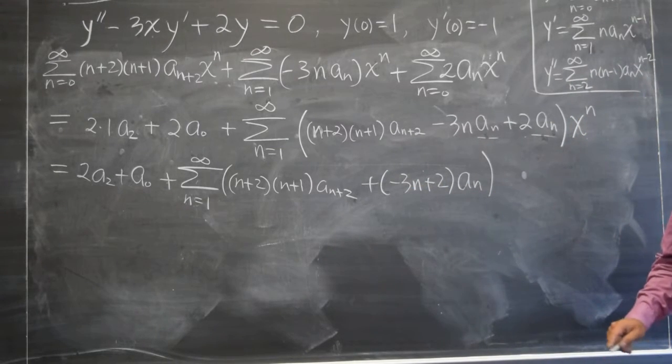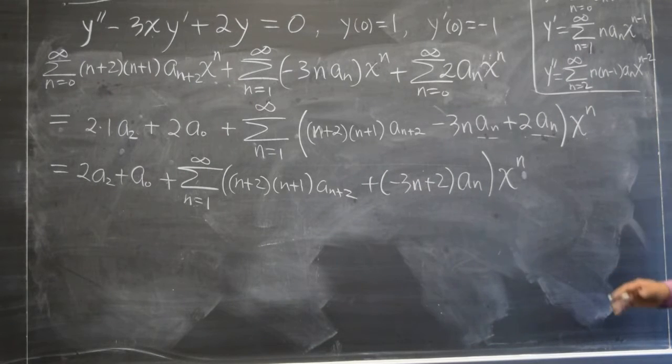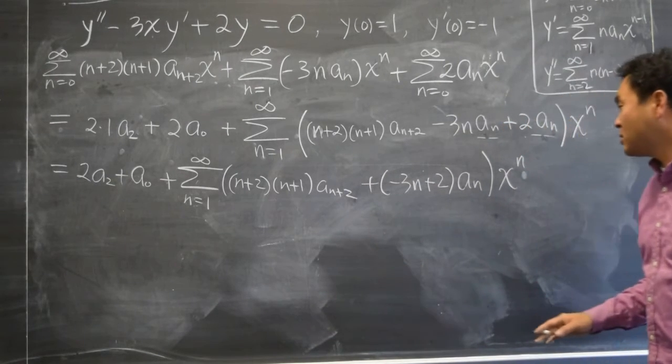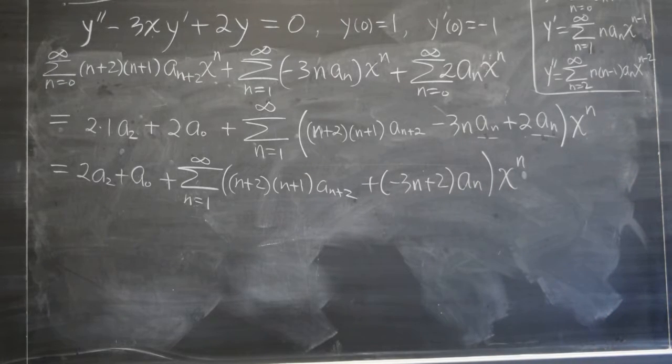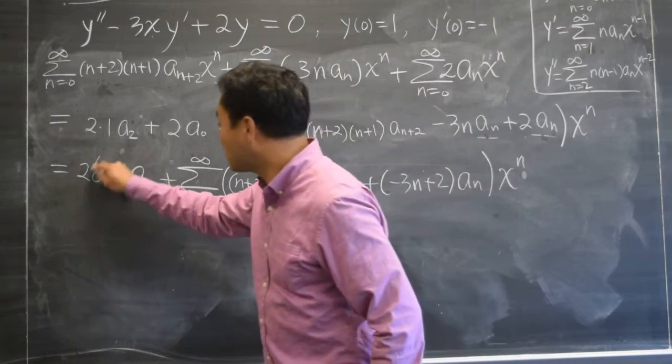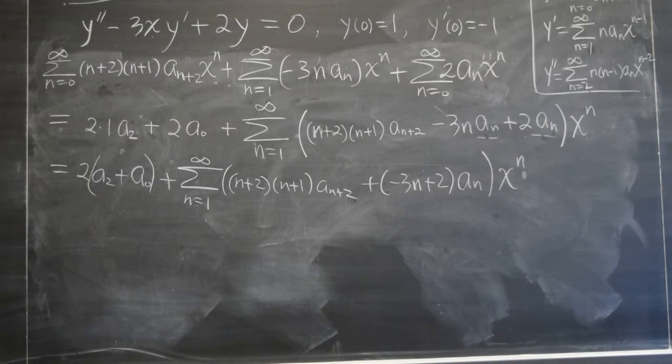Yes. Would you not distribute the n plus 2 to the n plus 1? No, you don't want to do that. Okay. So I have this. Any other questions? Yes. Wouldn't that be equal to parentheses a2 plus a0? Oh, yeah, that's what I meant to do. Thank you. Okay, so that's what I get if I simplify.